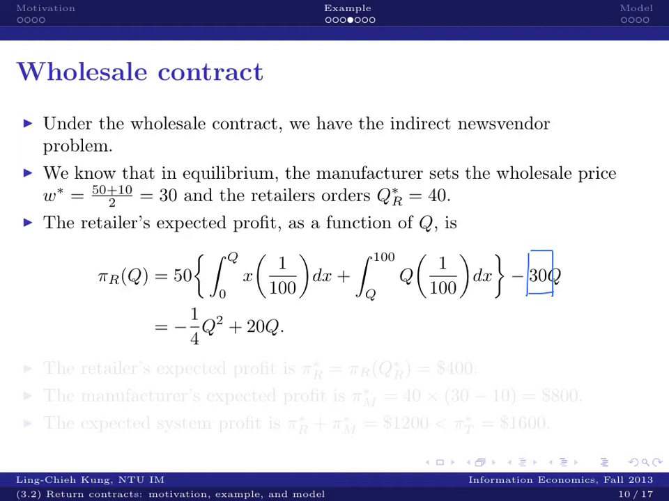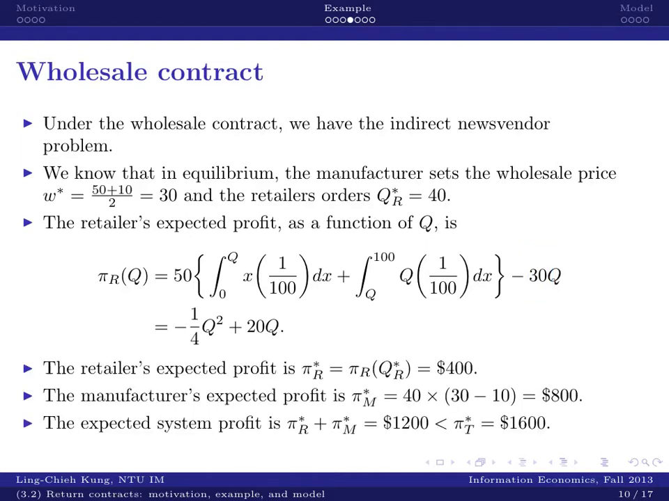And then you may still solve the problem. You get this quadratic function as the retailer's expected profit. If we plug in those numbers, the retailer's expected profit is only 400. The manufacturer's expected profit is 800, and the expected system profit, the sum of these two, is $1,200.